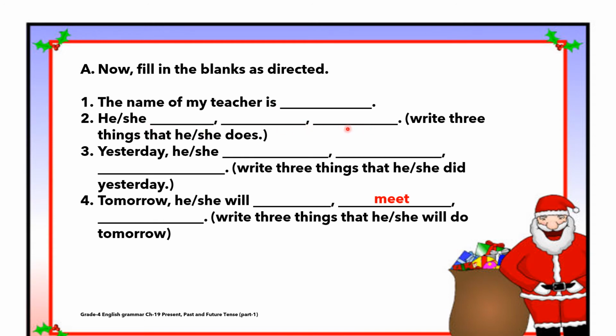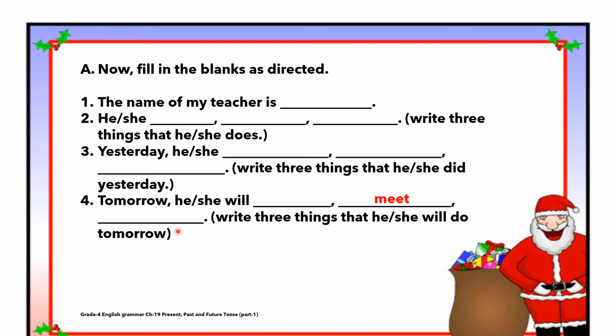Here you have to write three things that your teacher does. Next, yesterday he or she dash dash dash. In this blank you have to write those three things that your teacher did yesterday. In the fourth blank, tomorrow he or she will dash dash dash. In this blank you have to write the three things which your teacher will do tomorrow.